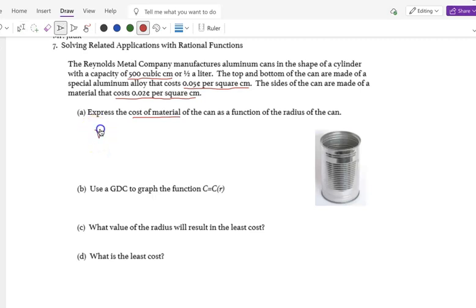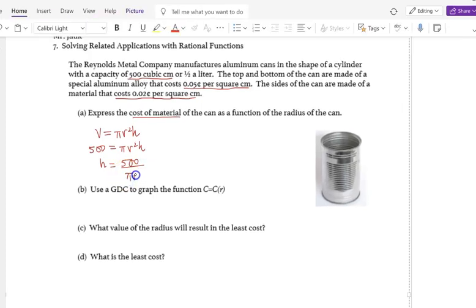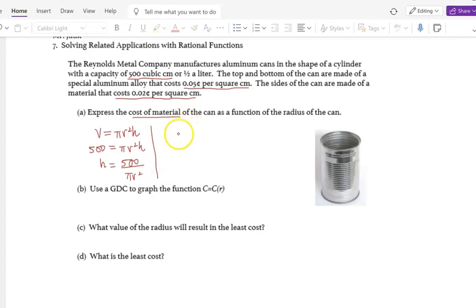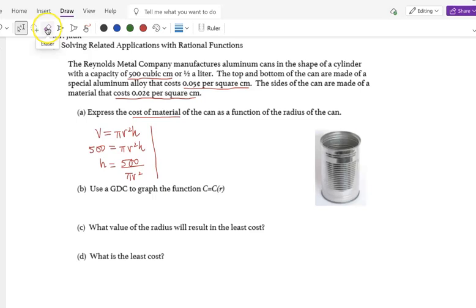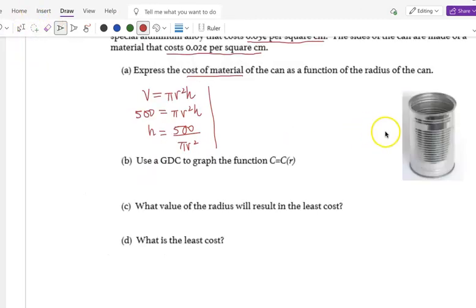So, what is the volume? Pi r squared times h. What is the volume given to be? 500. As a function of radius, you want to get rid of height. So what will height be? 500 upon pi r square. Now, the side. So, the surface area of the side is what? 2 pi r.